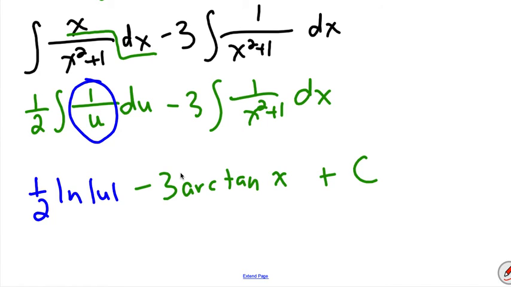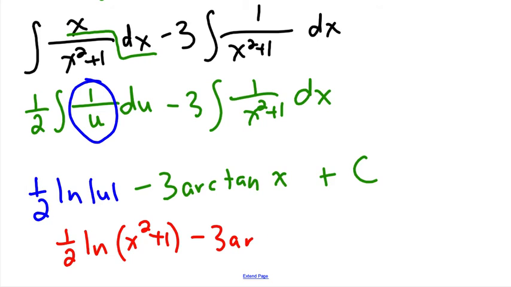Last thing we need to do for our final answer is 1/2 ln. We no longer need the absolute values because u is x squared plus 1. That'll never be negative. The smallest this will ever be is 1, and it goes up from there. Minus 3 arctan x plus c. And yeah, you could write this as a square root if you wanted to. You could put the 1/2 as an exponent up here and make that square root of x squared plus 1. Doesn't really matter. They're the same thing.